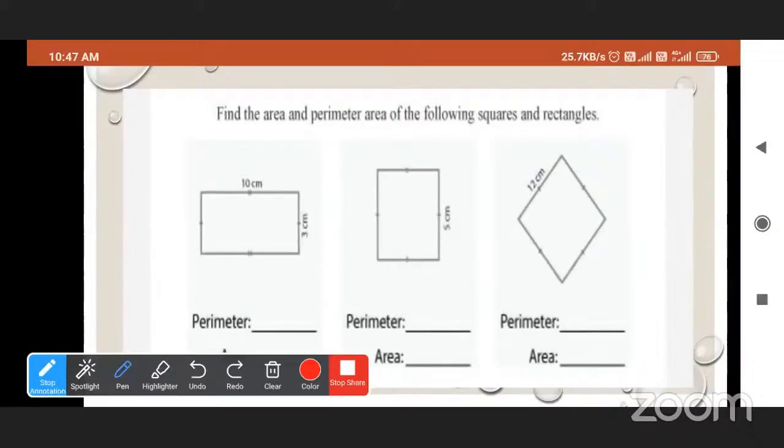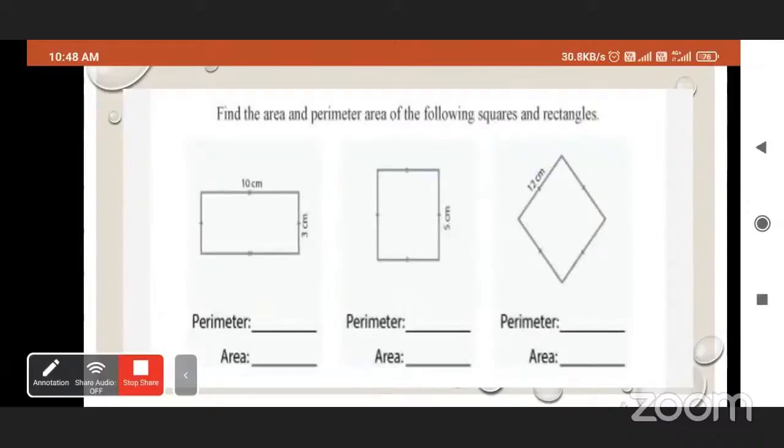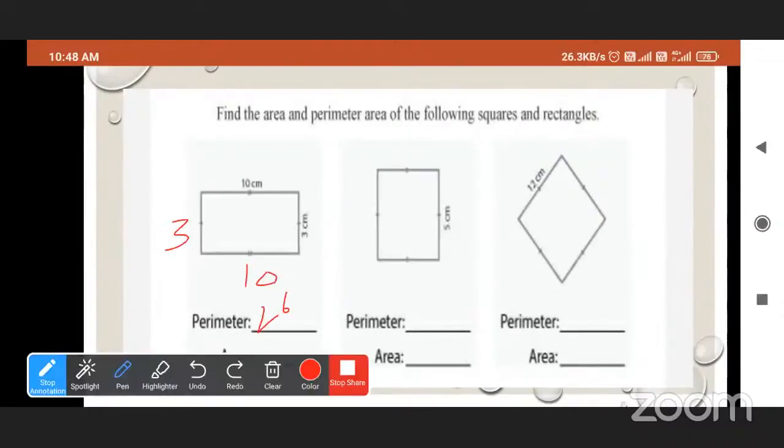Sir, 30 centimeter. See here, the opposite sides of a rectangle are equal. So this is 10, this is also 10. So 10 plus 10, 20, and 3 plus 3, 6. So 20 plus 6 is 26. We have to find out perimeter first of all. Then area is 10 into 3, 30 square centimeter.